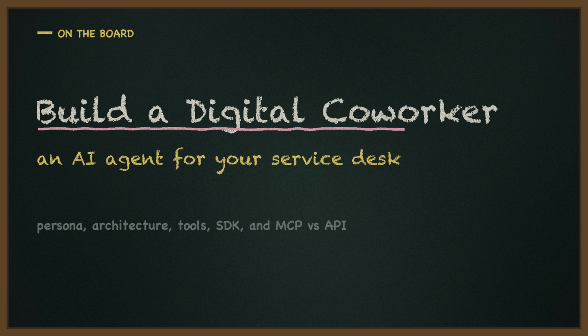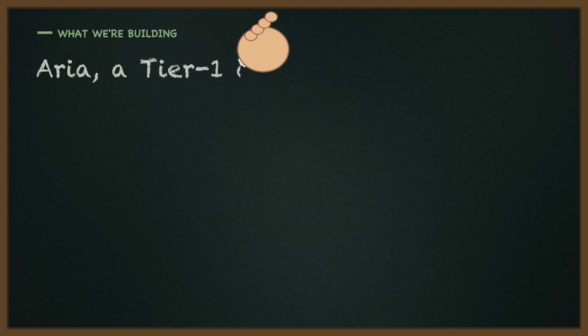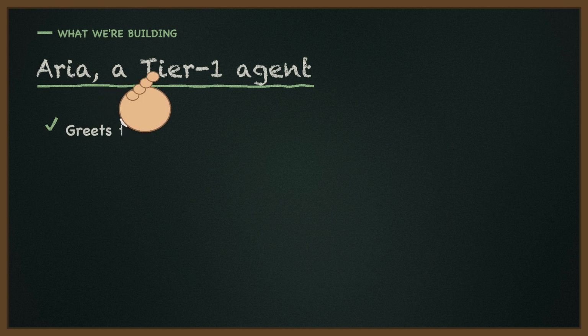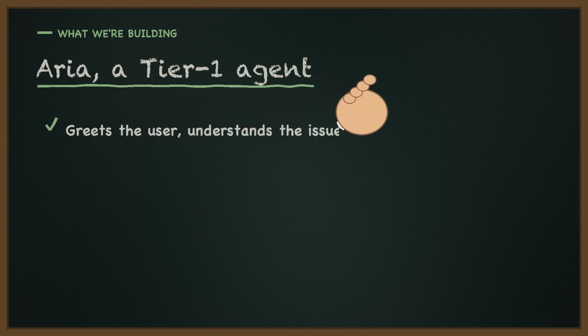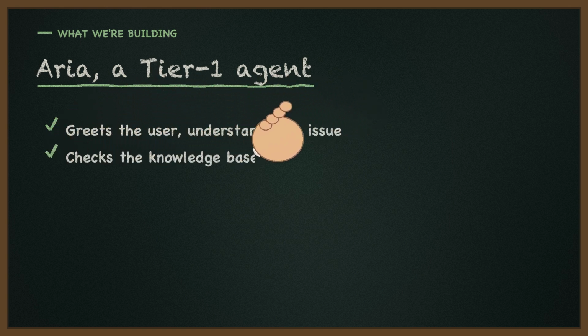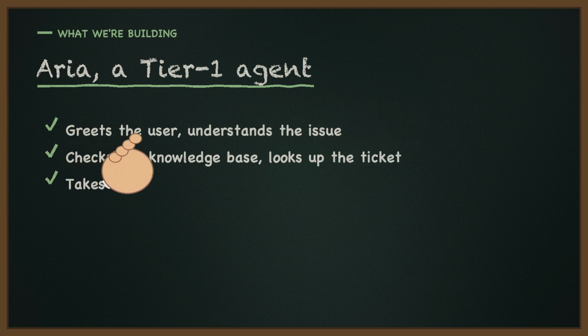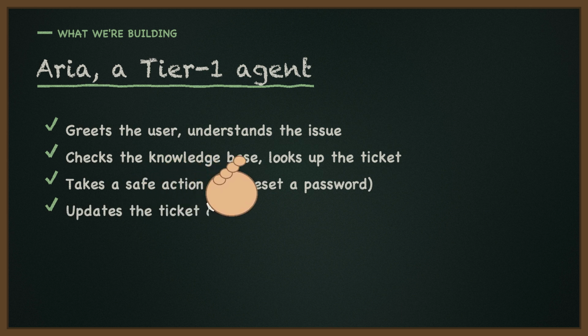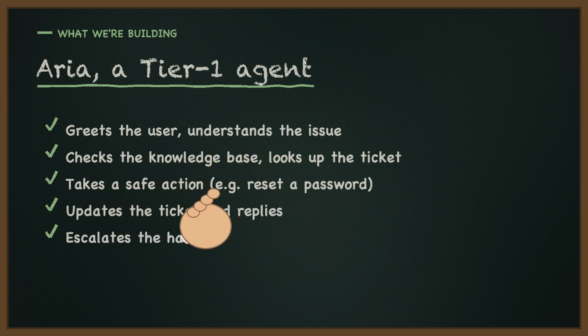Let's get started. You're building a Tier 1 service desk agent. Think about what a human agent actually does. They greet the user, understand the issue, check the knowledge base, and look up the ticket or account. Then they take a safe action, like resetting a password, update the ticket, and reply. And when a case is genuinely hard, they escalate to a human. Your agent will follow those exact same steps, reliably and at scale.